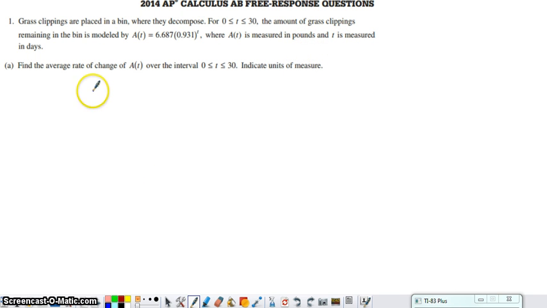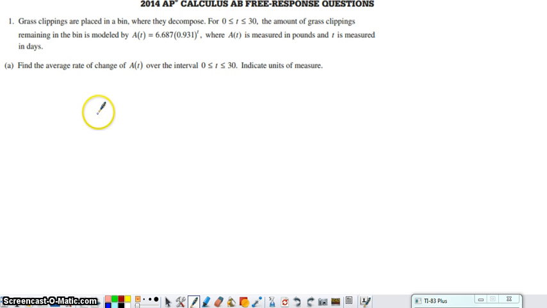In part A here it says find the average rate of change of A of t from 0 to 30, indicate units of measure. So in calculus, more often than not, we deal with instantaneous rates of change. We deal with derivatives, and we might want to find what A prime of 10 is, and that would be the instantaneous rate of change of the amount of grass clippings in the bin at the 10th day. In this case, we want the average rate of change across this entire time frame.